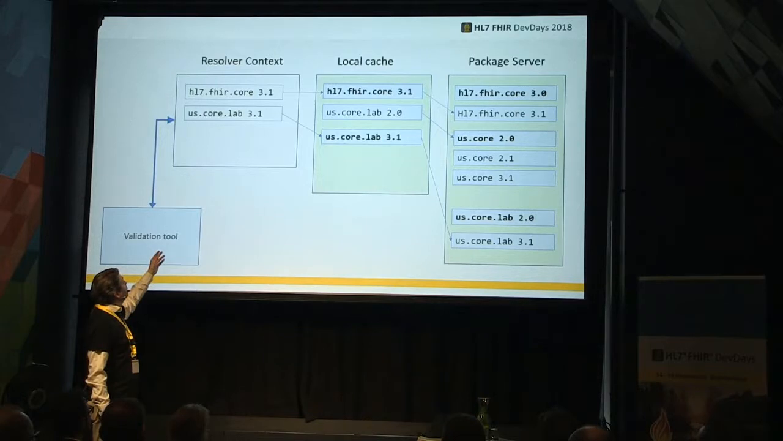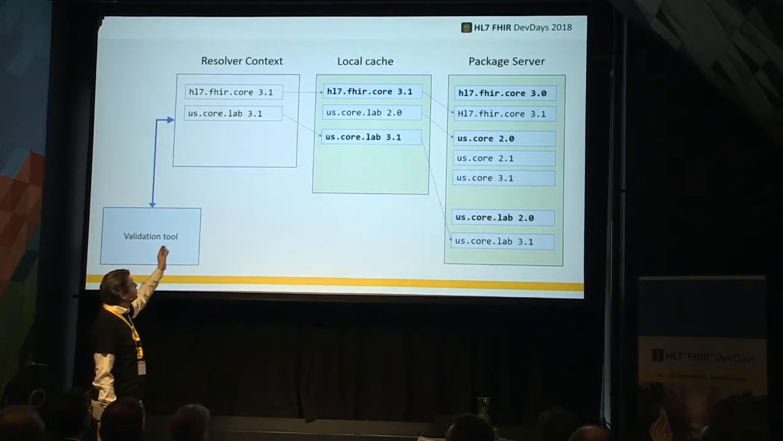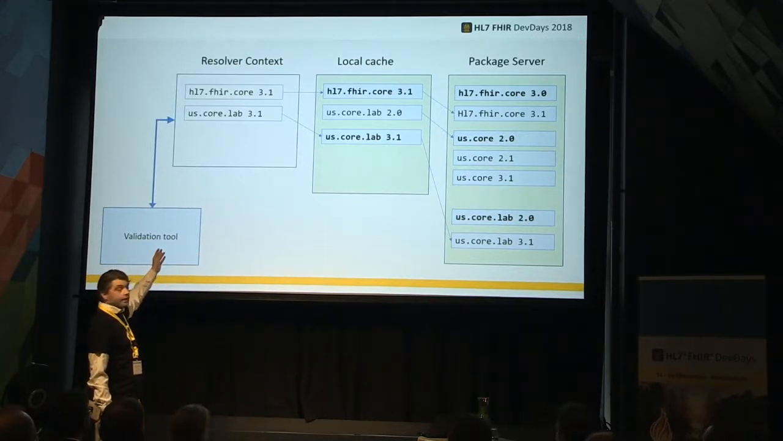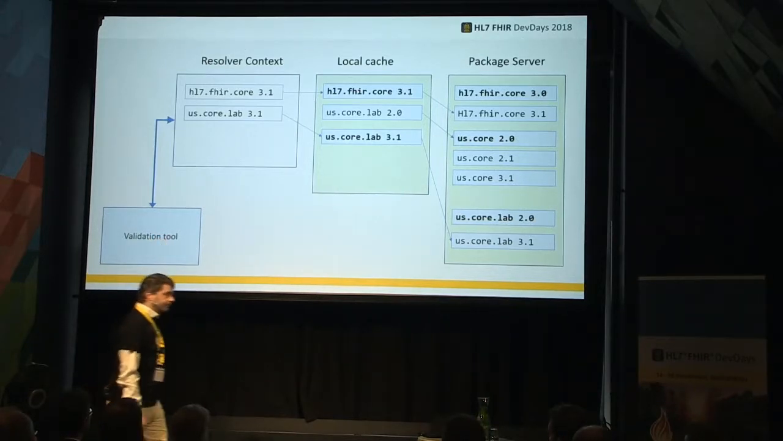And after that, you have a context that you need for validation. That once again is a subset of your local cache, but that could also be a FHIR server. This local context is what you actually work with in a specific situation. And so a validation tool can say, okay, I'm going to use these two packages with all the resources in them to validate.